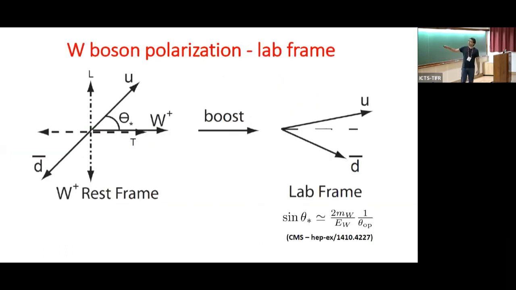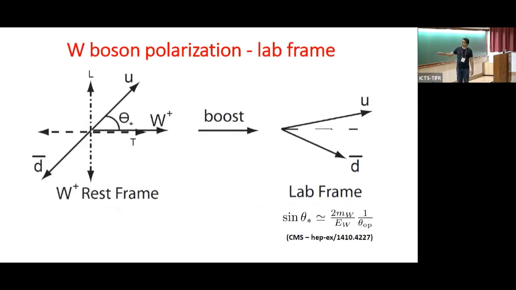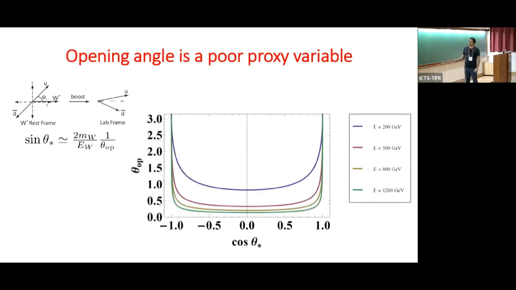So one way you can do this, and this is what CMS has tried to do, is to use the opening angle between these quarks, or at the hadron level, the opening angle between these subjets. The opening angle between these subjets is related to sine theta star. So from the measurement of this opening angle, you can try to get the value of theta star. However, this is not a very good variable to use because, for example, if you look at how theta opening behaves as a function of cosine theta star, it looks like this.